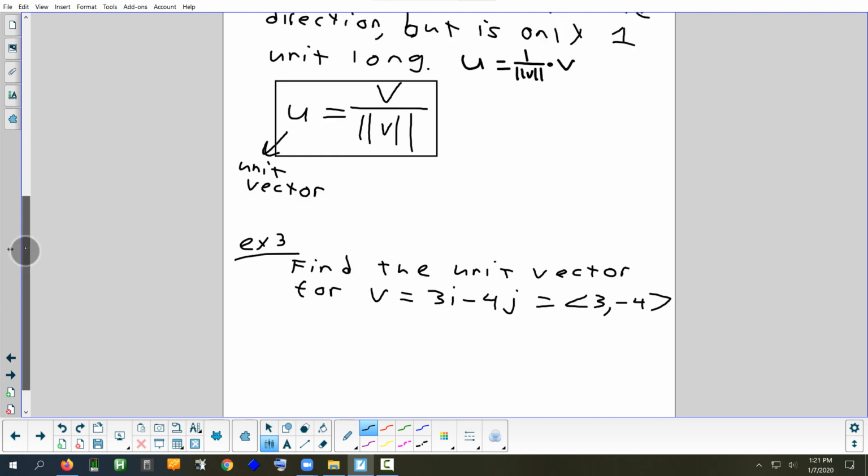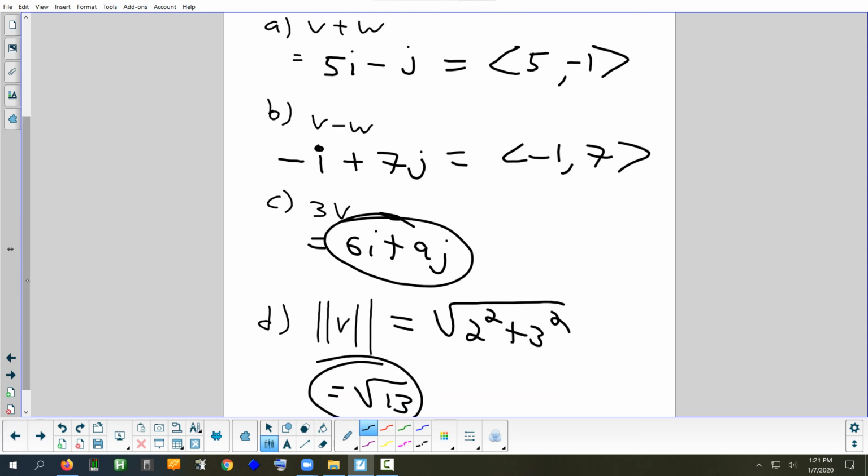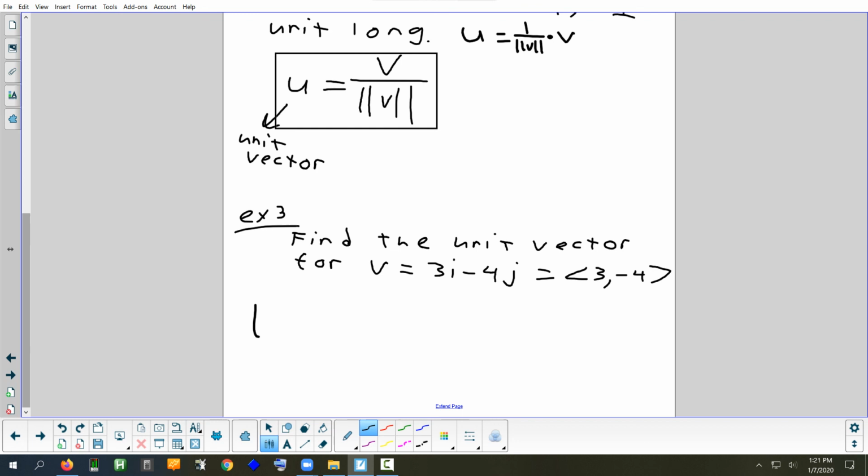All right. So what did I say step one is to finding a unit vector? That's the first thing you have to do with the vector they give you. You have to find the magnitude. How do you find the magnitude? Just did that. It's the Pythagorean Theorem. So, let's find the magnitude of V.